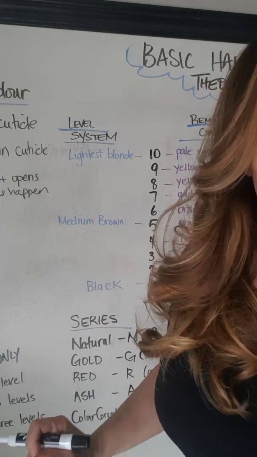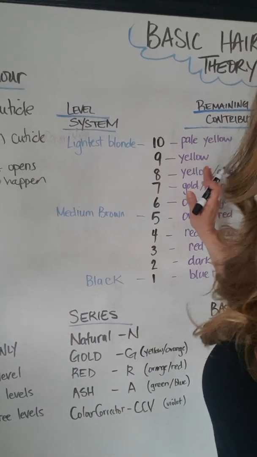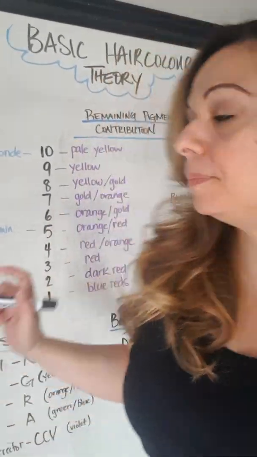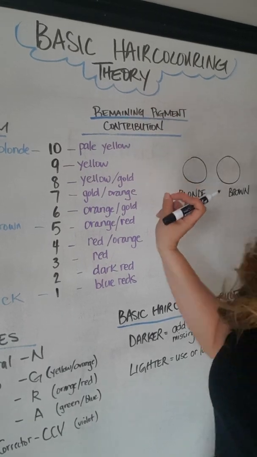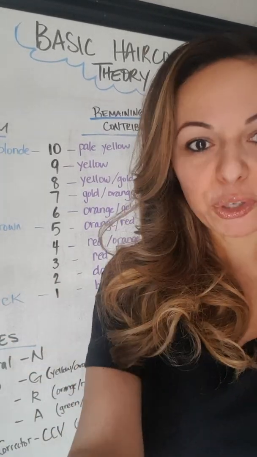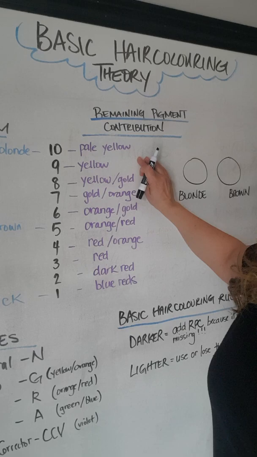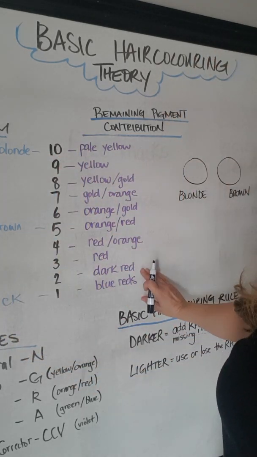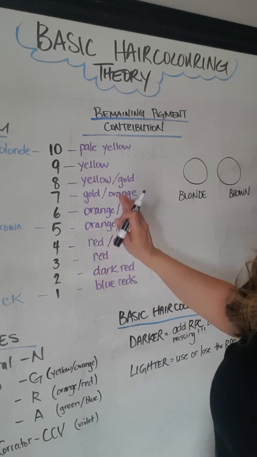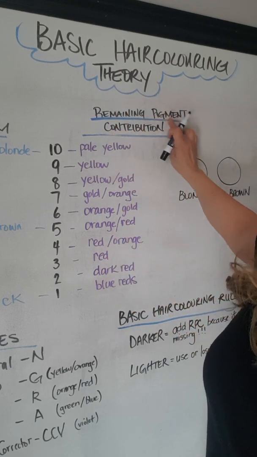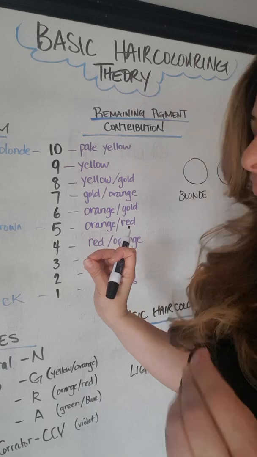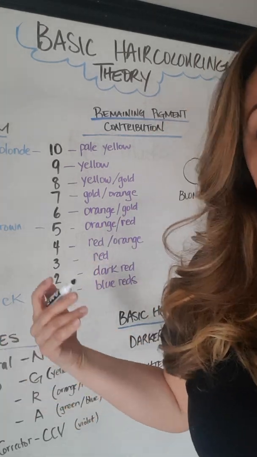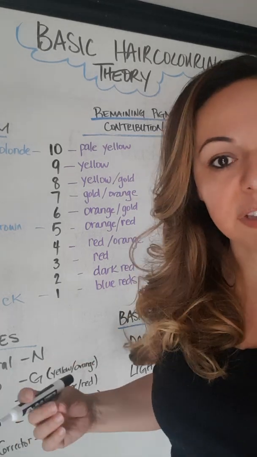All right, we're gonna move on to the RPC chart. So remaining pigment contribution, I call it RPC for short. On this side of the scale, we're still using the level system scale, it identifies remaining color pigment. Pigment means the color pigment that's in your hair that will be contributing to your color.